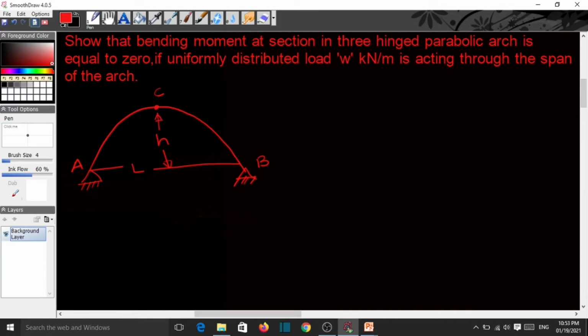Now this is subjected to UDL throughout the length, and the intensity of this is w kilonewton per meter. Now here, the first step is to calculate the support reactions.